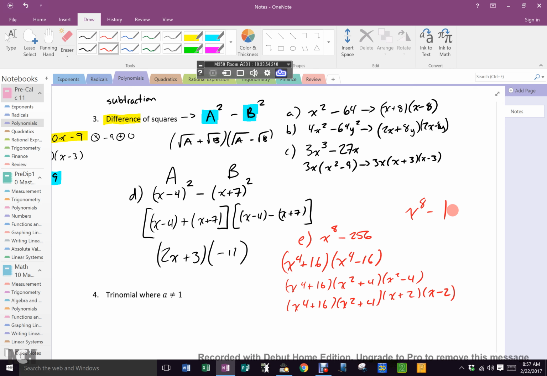Well, then it would just be x to the 8th minus 0, so you would just be factoring x to the 8th, which is already factored. You're an interesting cat, Nav.